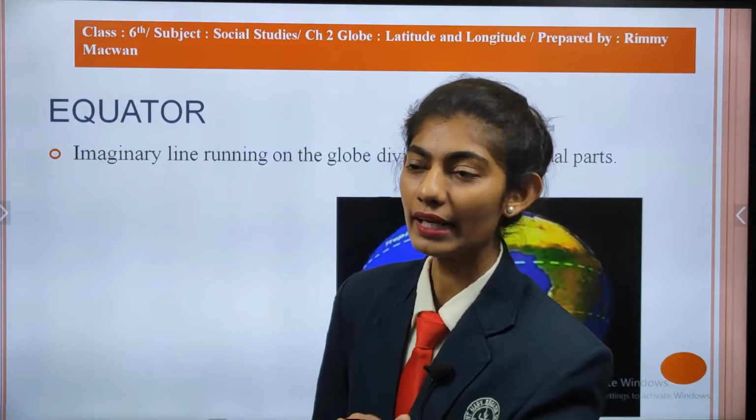Let's talk about latitudes. All parallel circles from the equator up to the poles are called parallels of latitude. As you can see on the screen over here in the picture, the lines of latitudes. So we can see in the simplest way, the lines that run from west to east are known as the parallels of latitudes.